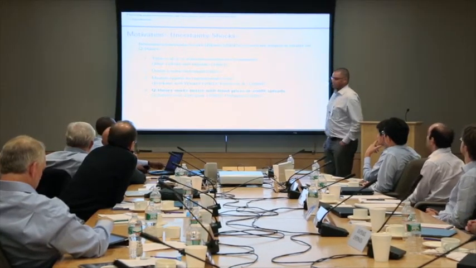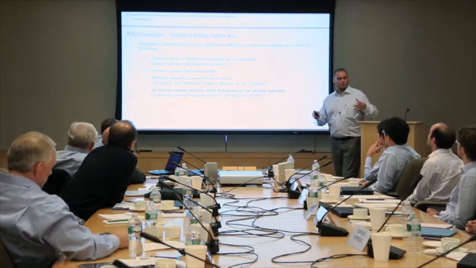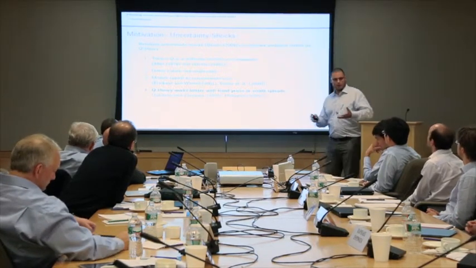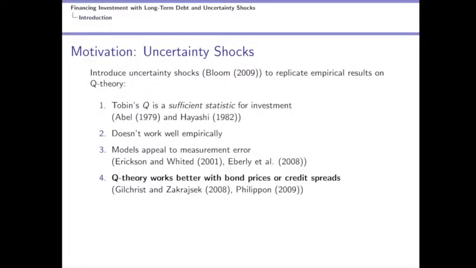The second innovation is that we add uncertainty shocks. So cash flows are going to have a volatility, and this is going to follow a Markov chain with two states. So why do we need to introduce that? Well, we're going to argue that this is going to also improve the fit as far as the Q theory.